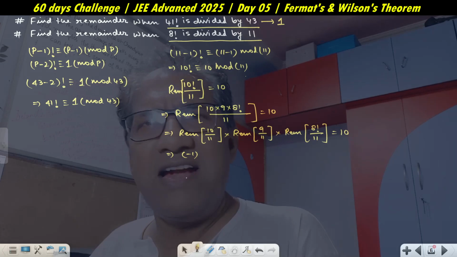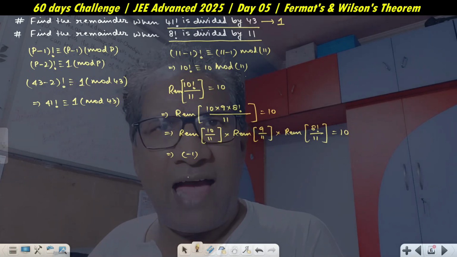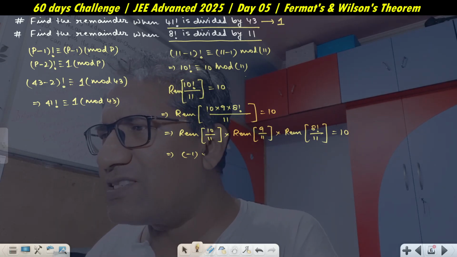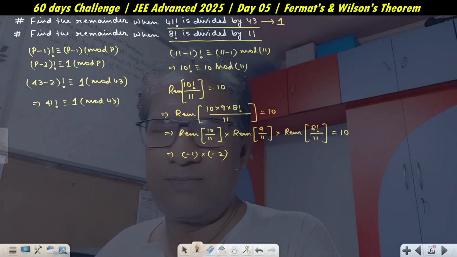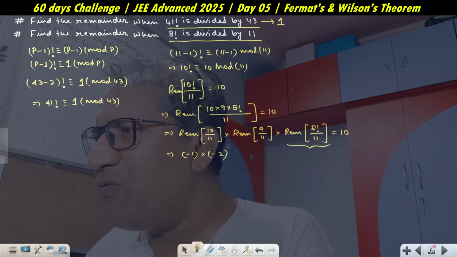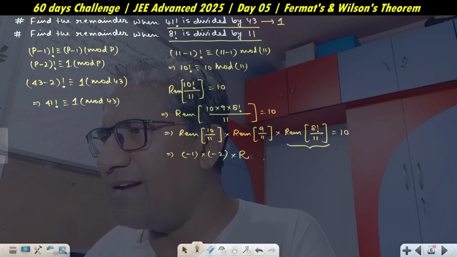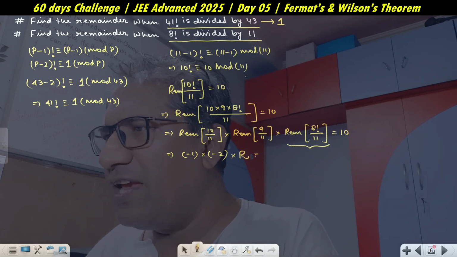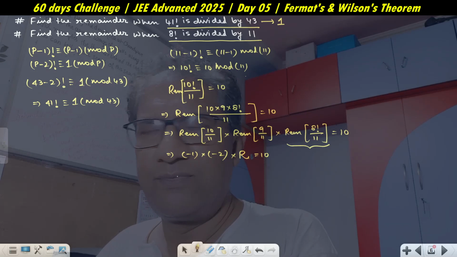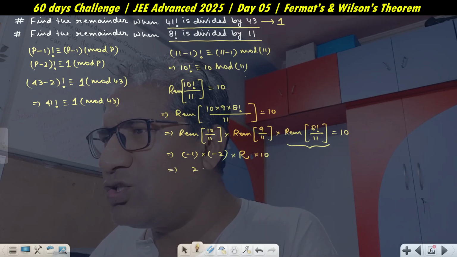When 9 is divided by 11, the remainder is 9, but we can write this as the remainder being minus 2. And this remainder we actually need. So let me write it as R, which equals 10. Therefore, we are getting 2 into R is basically 10.